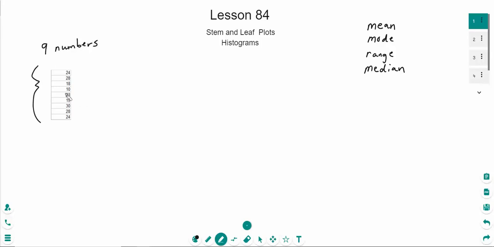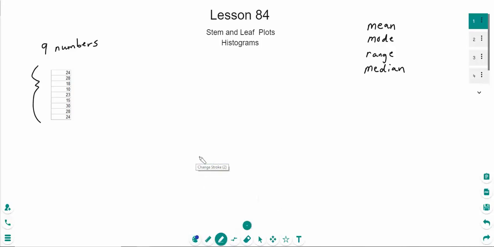Okay, and we are going to use these 9 numbers and create what's called a stem and leaf plot. It's just a way to visualize a bunch of numbers. We're not really doing any math yet. It's just a way of organizing the numbers that we're given.